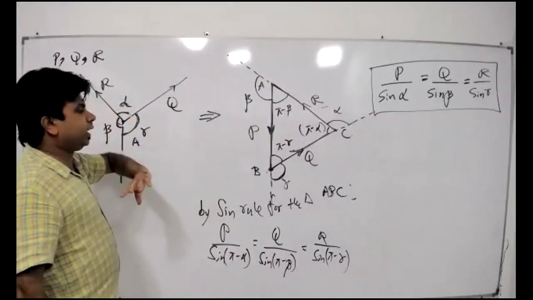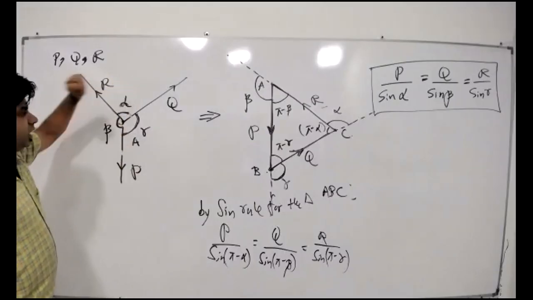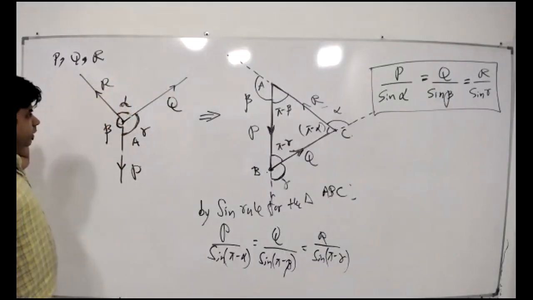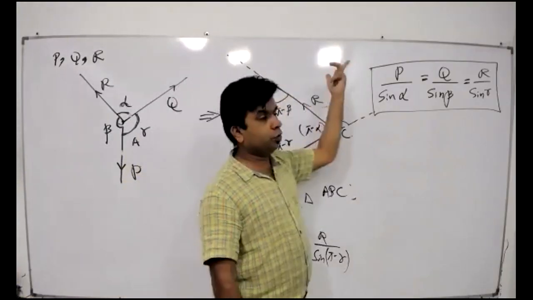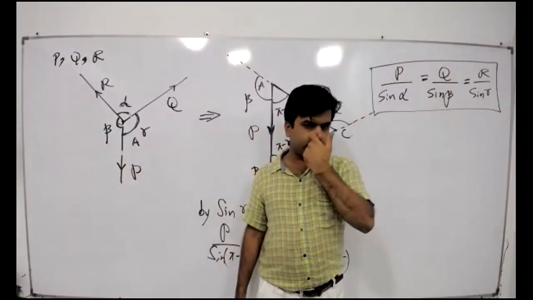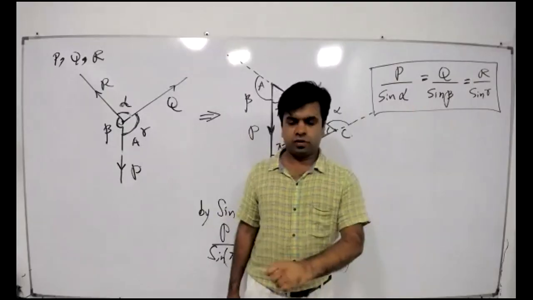Right, so how do we take that? P divided by sine alpha equals Q divided by sine beta equals R divided by sine gamma, clear? But it is proved by the sine rule, clear? Okay, now please take this result.